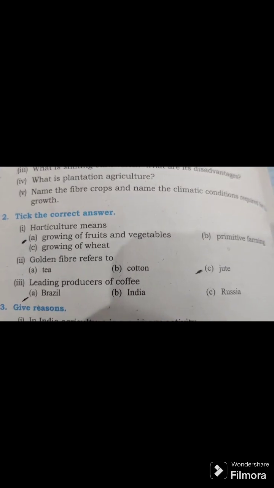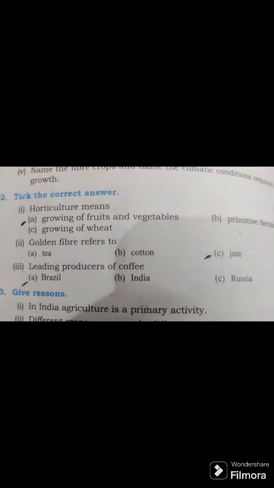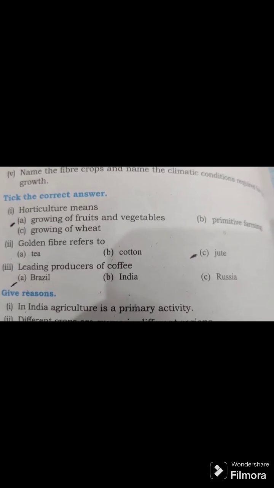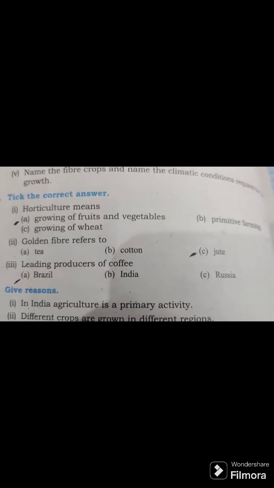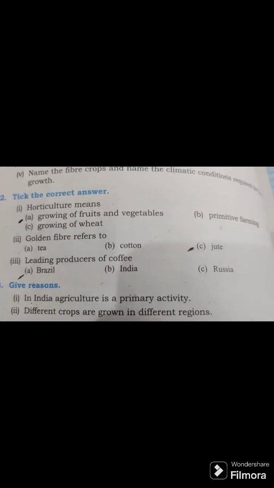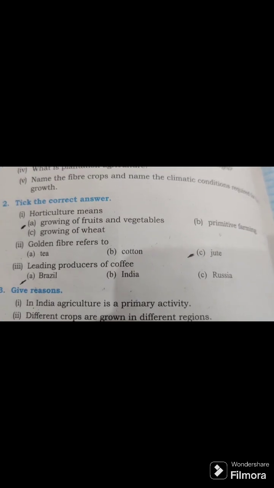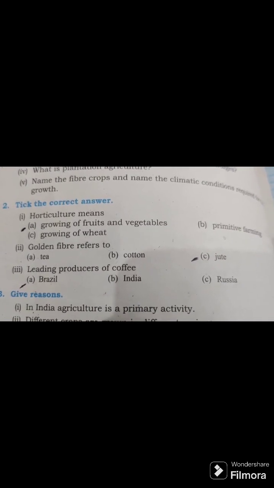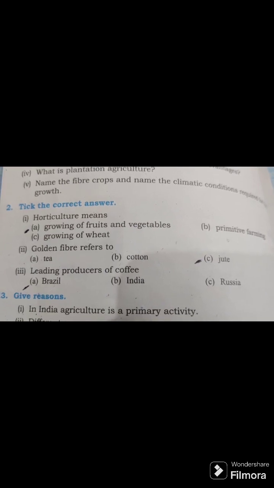Exercise number 2. Pick the correct answer. Horticulture means: option A is the right answer, growing of fruits and vegetables. Second, golden fiber refers to: its answer is option number 3, which is jute. And third, leading producers of coffee: its answer is A, Brazil.